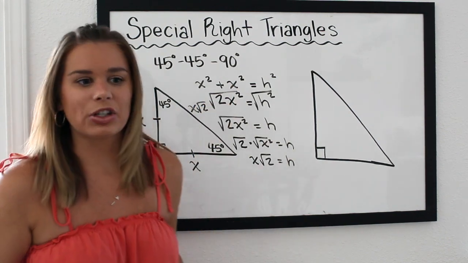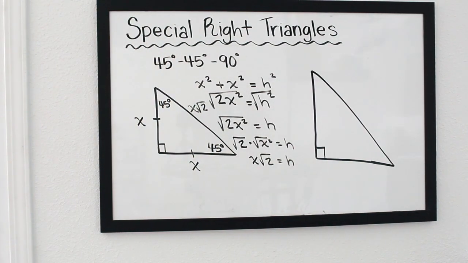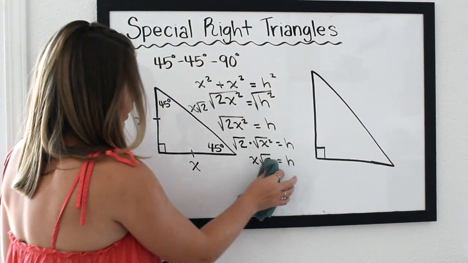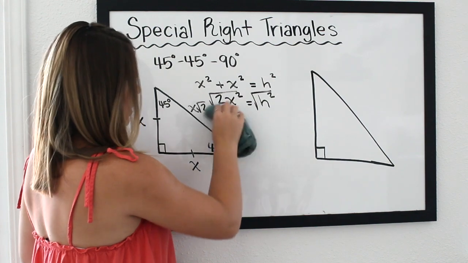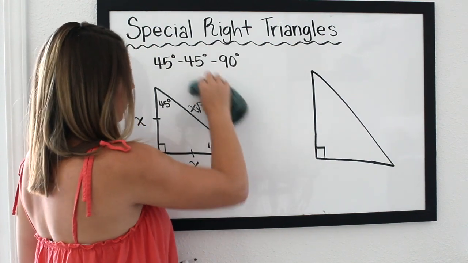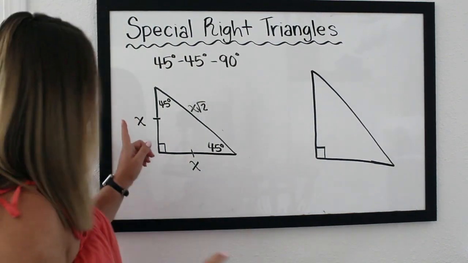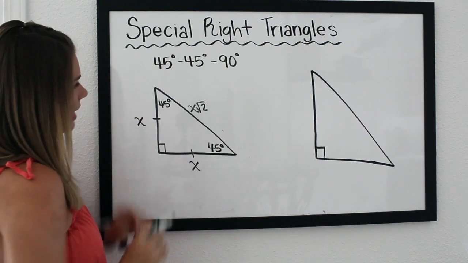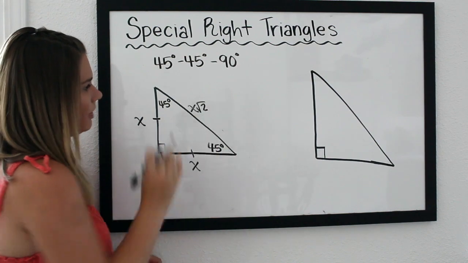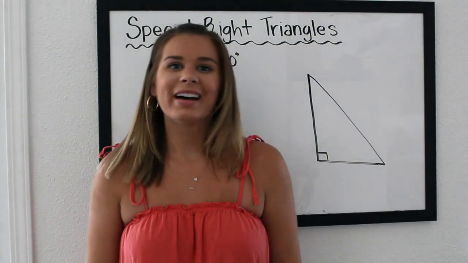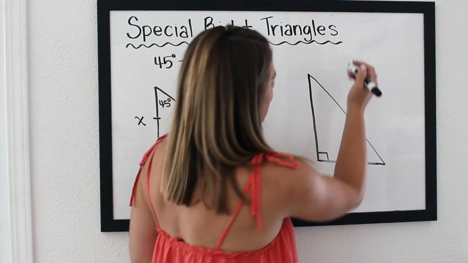And I'm going to erase this just to clean it up. Let me grab a rag real quick. Okay. And if you want to, replay, rewind, whatever you need to do to see that again, you are welcome to. Okay. So for our 45, 45, 90, we have x, because the length of the legs are the same. And to get the hypotenuse, we just take the length of the leg and multiply it by the square root of 2. Alright, so our second special right triangle is a 30, 60, 90 right triangle.